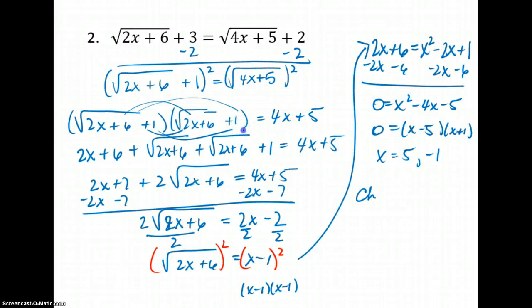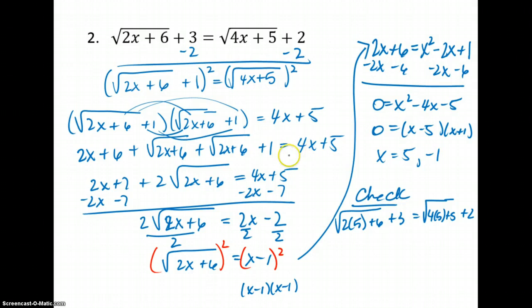So, when I check, what I don't want to get is a negative under the radical or a solution that's not true. So, I get square root of 2 times 5 plus 6 plus 3 equals 4 times 5 plus 5 plus 2. I'm going to have to do a little mental math because I'm running out of room here. I get 16, square root is 4, plus 3 is 7. Here I get 20 plus 5 is 25, square root is 5, plus 2 is 7. So that first solution of 5 checks.